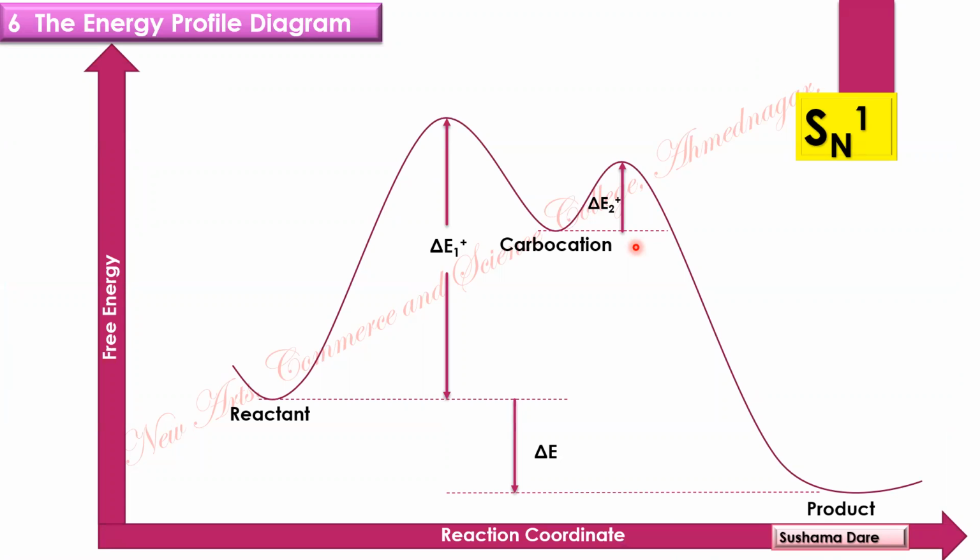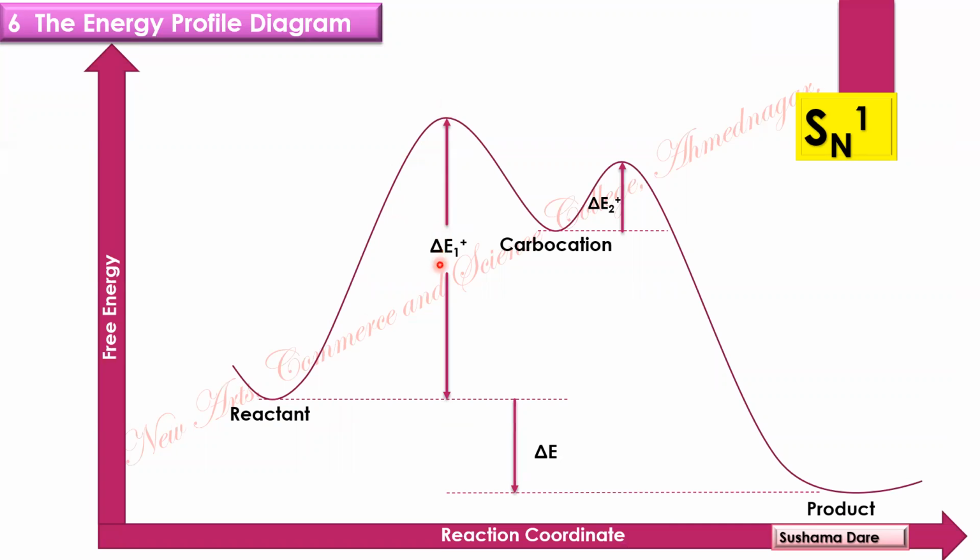Now in this energy profile diagram, you can see there is one maxima, then one minima, and again one more maxima. Here there is a reactant, and here there is a product. The energy gap between the reactant and the product is denoted by delta E. On the x-axis is the reaction coordinate, that means how the reaction proceeds, and on the y-axis is the free energy.